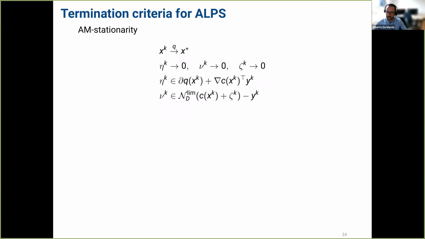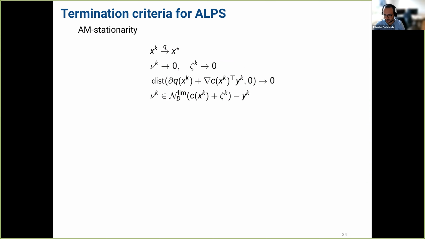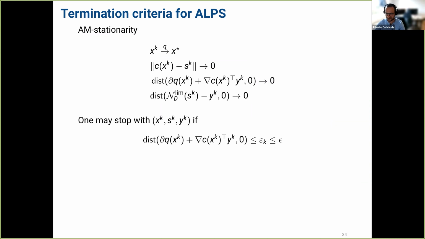Okay, and last step before we can implement the algorithm is to have some elimination criteria, and we just formulate these conditions in the distance function. I'm going to hurry up here. So we just have to ask for sufficiently small epsilon k and sufficiently small zeta k to have stationarity and feasibility. And what about this complementarity?